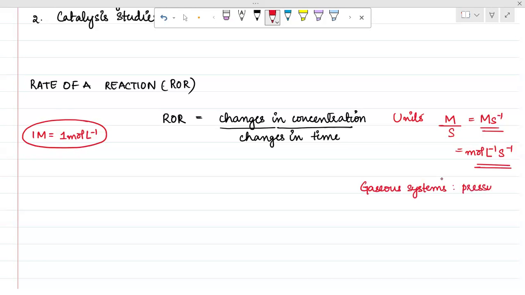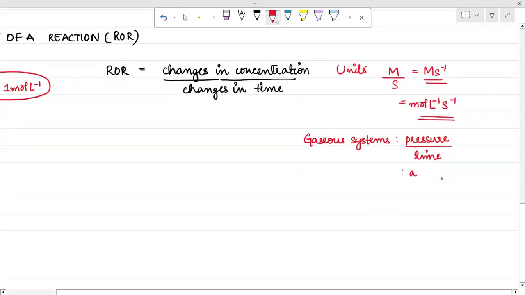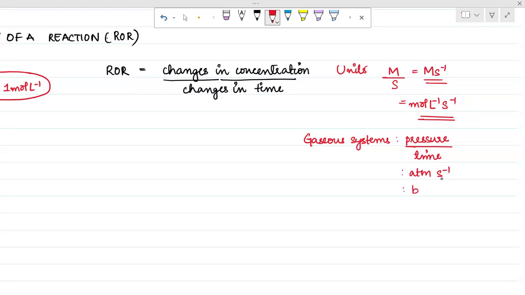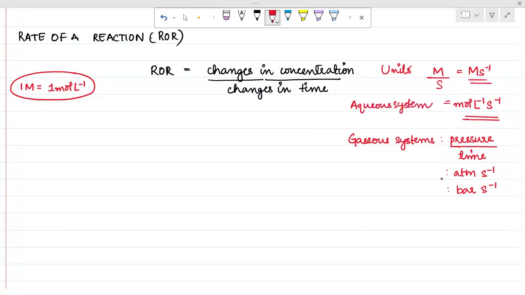Okay, so it is changes of pressure divided by changes of time. The changes of pressure can be in atmospheric pressure, so atmosphere per second, or in bar, B-A-R, which is one among the units of pressure, bar per second, etc. When you have an aqueous system, which is most common, your units will be expressed as moles per liter per second. And when you have gaseous systems, it's going to be pressure per unit time.